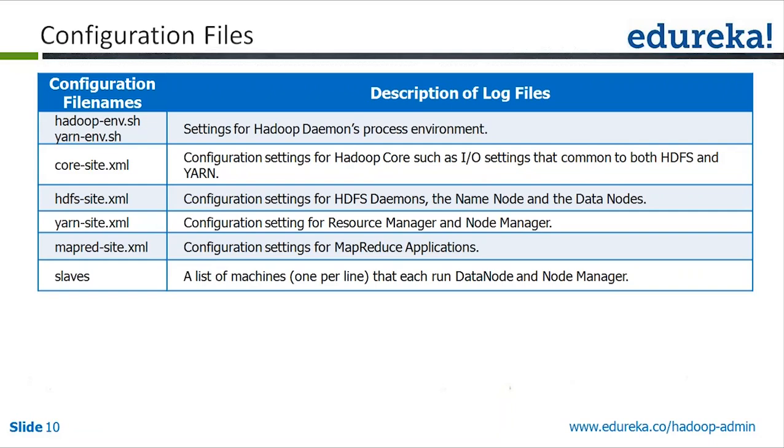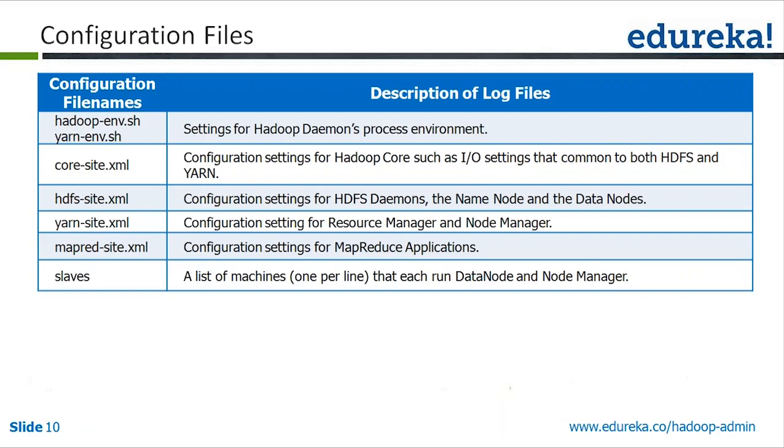Then you have got the yarn-site.xml, basically configuration settings for the resource manager and the node manager. So where should my resource manager run? Where should the node manager run? How will the node manager connect to the resource manager? How will the application master connect to the resource manager? All the configuration settings go into this yarn-site.xml.